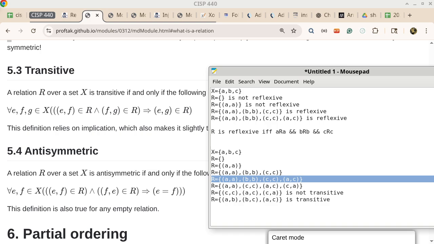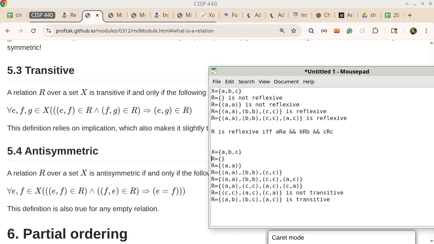Yep, this one is anti-symmetric. It meets all the requirements. So what do we know about the one that we are highlighting? It is reflexive. It is not symmetric. It is transitive, and it is also anti-symmetric. That is correct. Once we add CA, then it is not anti-symmetric anymore.